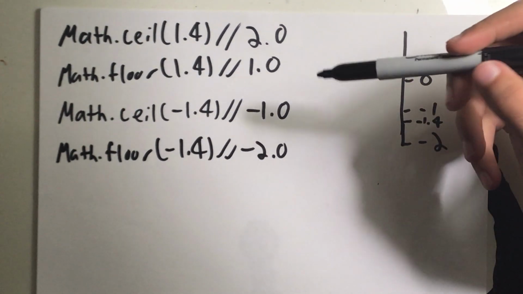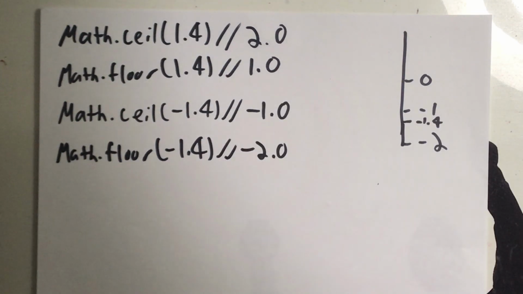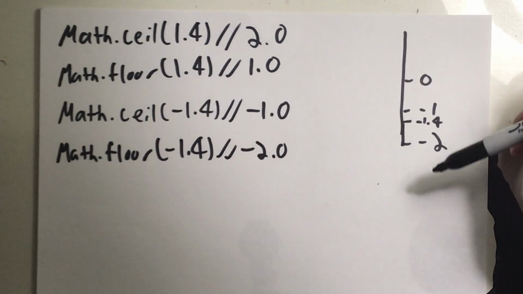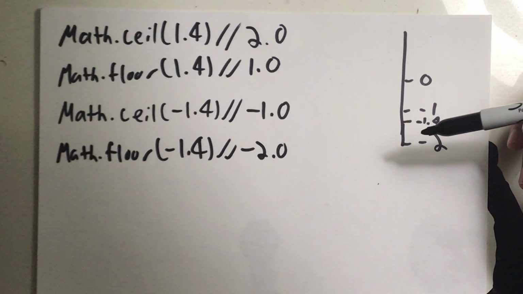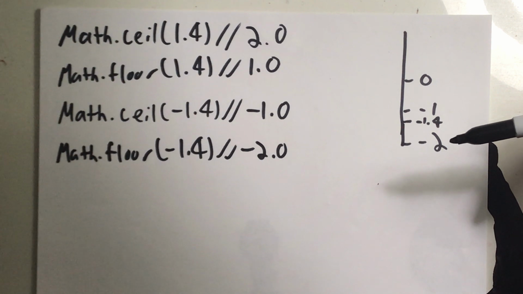So don't confuse your negatives. With ceiling, you're going to go to the next highest whole number. You're going to go to the right on the number line. Or if you're making the number line vertical, you're going to go up. It's better if you make the number line vertical so you can get a sense of ceiling and floor, right? So that's ceiling and floor.